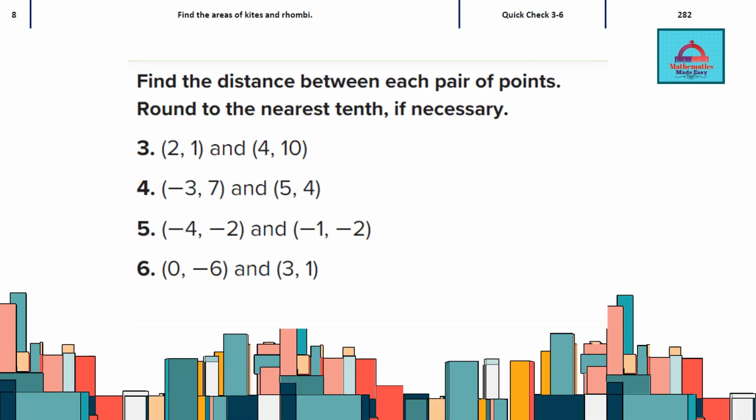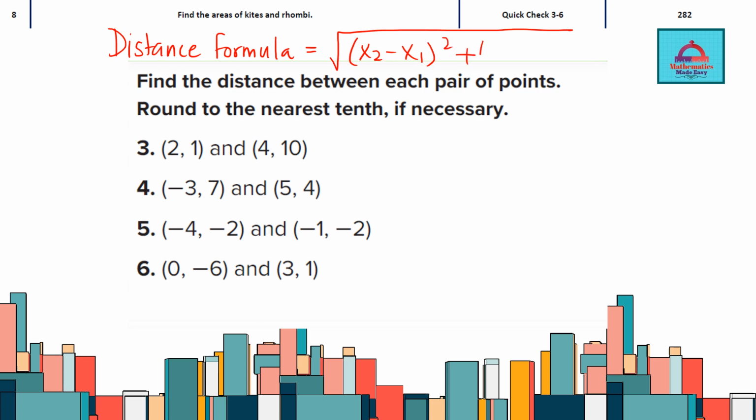Find the distance between each pair of points. So we are going to use the distance formula for the same. The distance formula tells you that the distance between 2 points is equal to the square root of x2 minus x1 whole square plus y2 minus y1 whole square, where x1, y1 is coordinate of one point, x2, y2 is the coordinate of the other point.